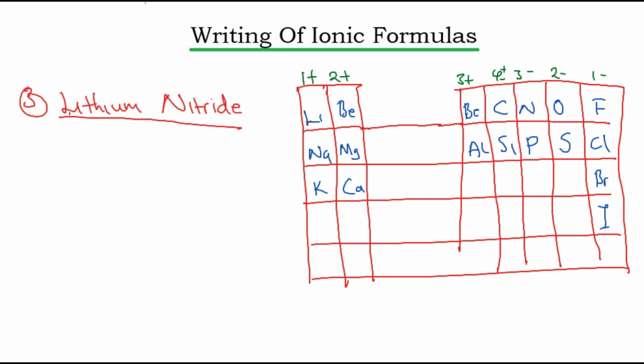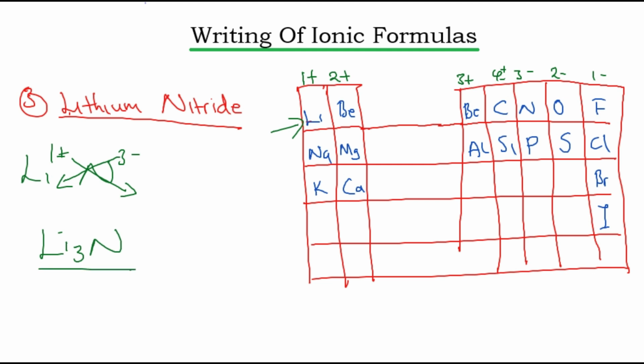Next example is lithium nitride. Lithium nitride. So how do we write the formula of lithium nitride? Lithium is here. So we have lithium there, 1 positive. Nitride is nitrogen, which is here. So remember, the easiest way is just swapping them. No need of showing number 1 and no need of showing the charges. So you're going to have a 3 there and nitrogen. So this will be lithium nitride.